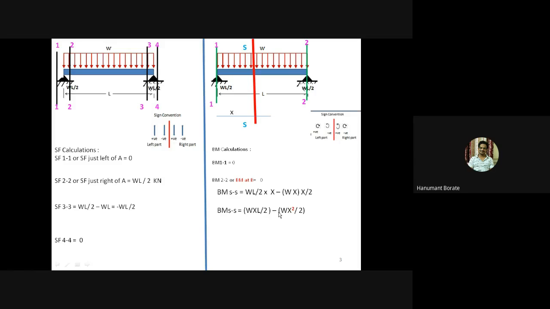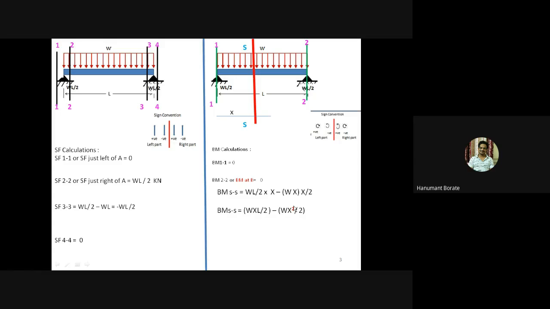WxL divided by 2 minus Wx square by 2. So means we can vary this x from 0 to L, right? If we put x equal to 0, we'll get bending moment 0. If we put x equal to L, means at section 2, we'll get the bending moment again 0, right? Now observe this equation, bending moment at section SS. You can see this bending moment between UDL span varies with respect to power of x, and this power of x is 2.